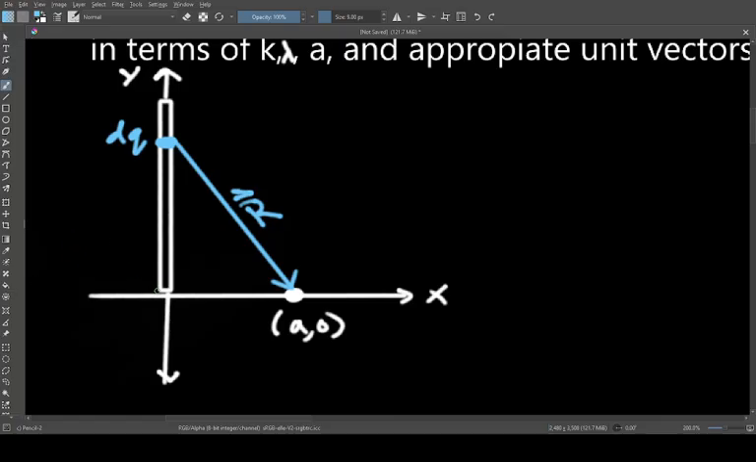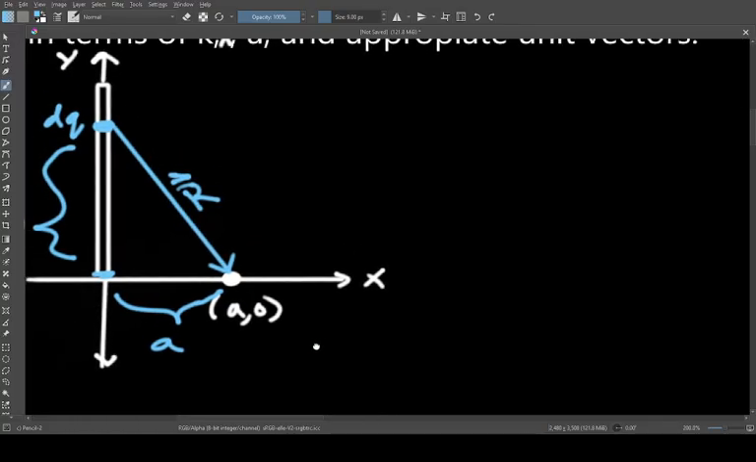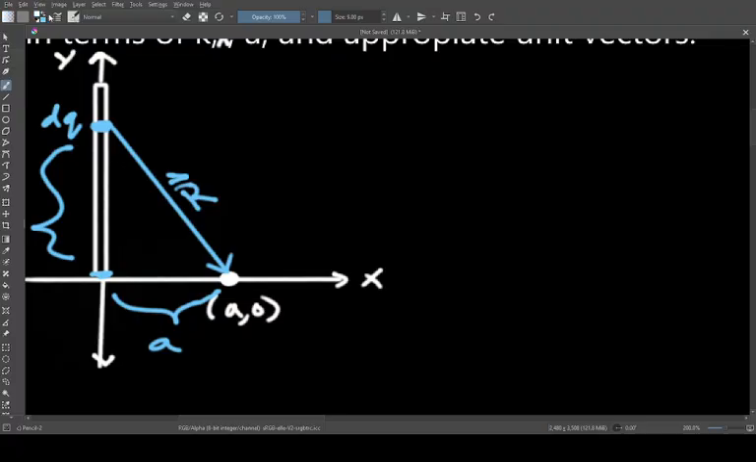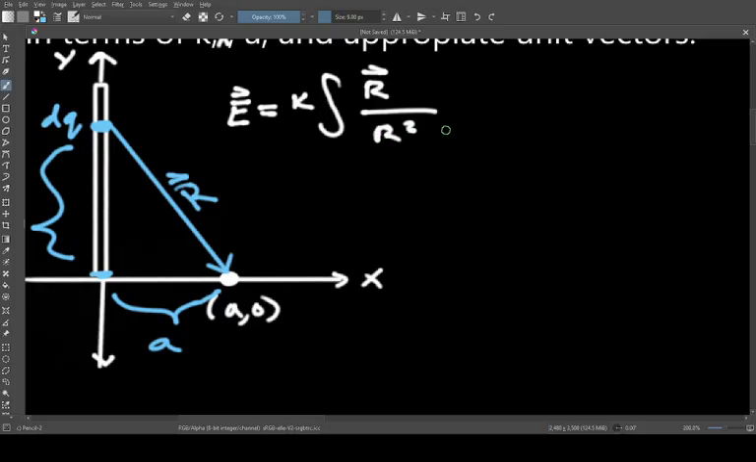We can say that the distance from this point here to this point is y, and the distance from the origin to that point there is a. So now what do we do? Given now we have this, let's go ahead and start writing our equation. So we first start with the electric field integral. The electric field is equal to k times the integral of r hat over r squared dq.